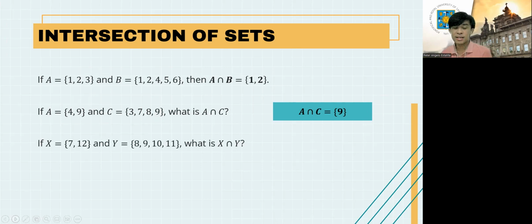Last one. If set X is equal to 7 and 12, and set Y is 8, 9, 10, and 11, what is the intersection of X and Y?